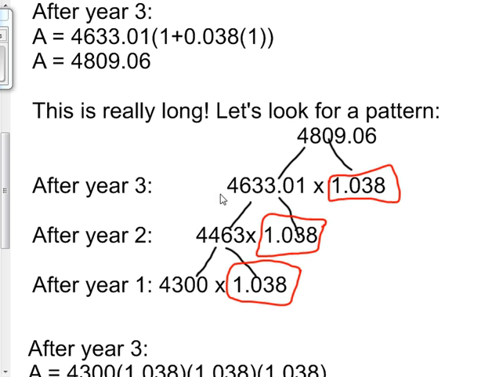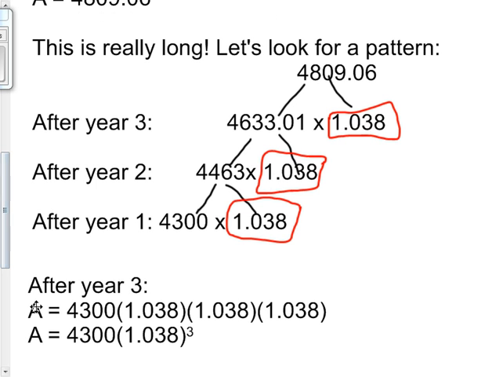After year 3, we have the value found after the second year times 1.038 works out to the new total. If we look at year 2, we have 4463.40 times 1.038 works out to this value. For year 1, we invested $4,300 times 1.038 to get the year 2 value. So if we look at this pattern, we're basically just multiplying our new principal times 1.038 in order to get the final value. So after year 3, we had $4,300, that was our initial investment, times 1.038 times 1.038 times 1.038. Or we can write that as $4,300 times 1.038 cubed.